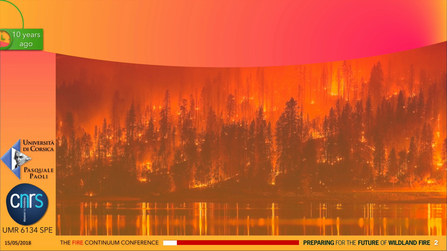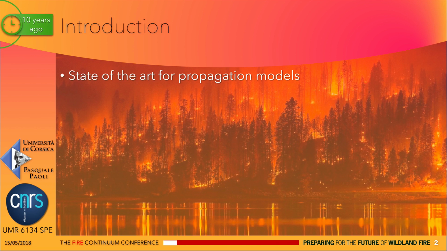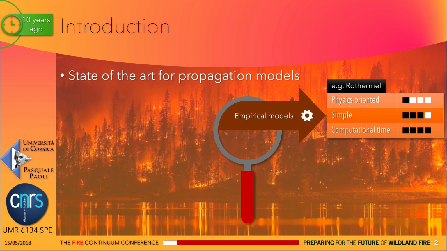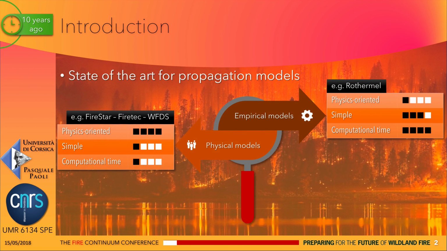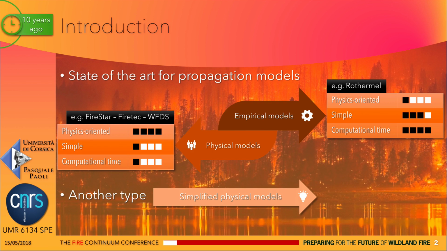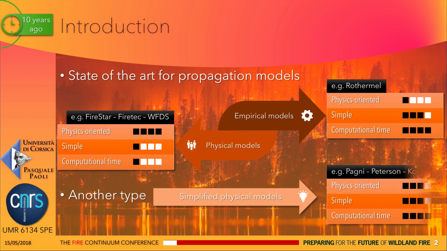So, 10 years ago, the main part of fire propagation models was split up into empirical models, for instance, the well-known Rothermel model, and complete physical models, the so-called multiphasic models integrated into simulators such as Firestar, Firetech, or WFDS. Simplified physical models were yet another type of model, for instance, Pani, Peterson, and Koo, which were physics-oriented enough with a computational time close to zero.